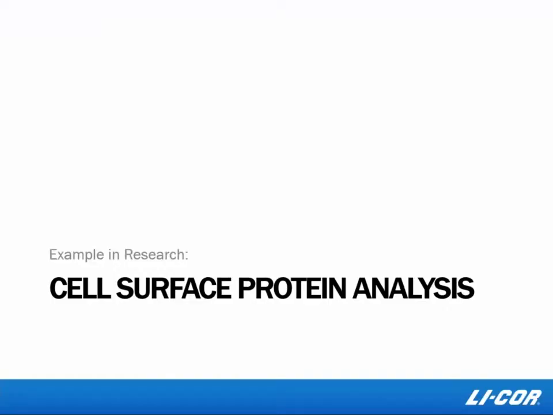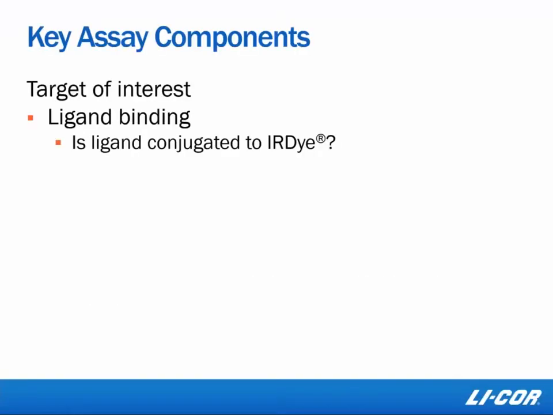Now, the On-Cell Western Assay can be used to study a number of different targets. The first is we can look for a ligand of interest binding to a receptor. In order to do this, what we need to do is go ahead and label our ligand with an IRDye, and then we can utilize that labeled ligand to test whether or not it's binding to our receptor of interest and go ahead and calculate things like affinity.